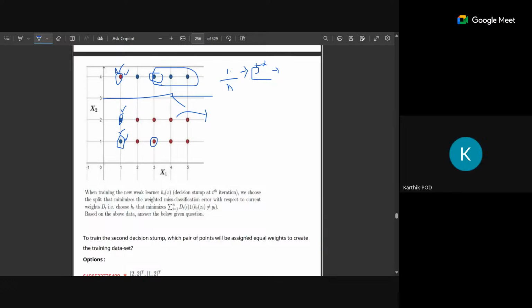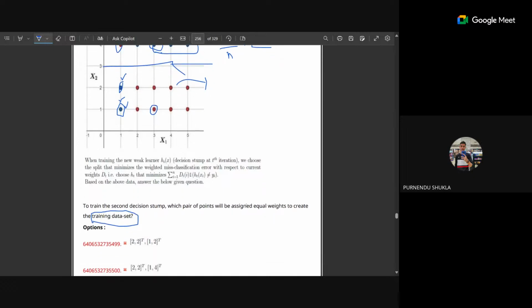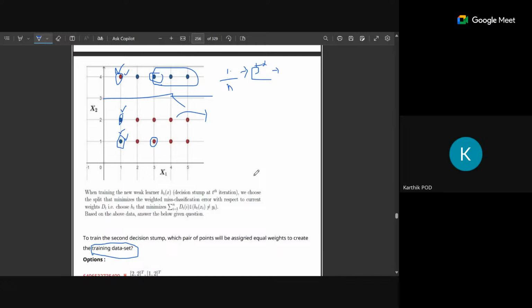So for the second stump, which pair of points will be assigned equal weight to create the training data set? I don't understand what is meant by creating here. We are not creating any training data set, right? It's already done. We are creating a classifier, I guess, but something is wrong with this question. It says to train a second decision stump, which pair of points will be assigned equal weightage to create the training data set. I think it means which ones we will take as boosted and which we will not take as boosted.